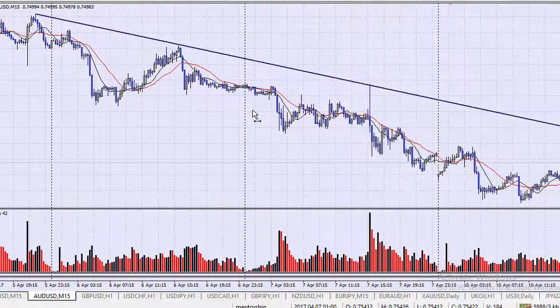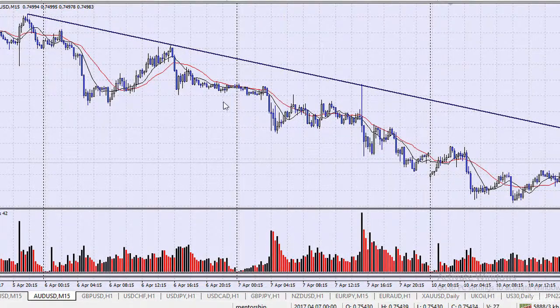Now we're going to look for where the red crosses over the black, and that is a sell signal. Now, because we're in a downtrend, we're only looking for sell signals. We're trading along with the trend. If we were in an uptrend, we would be looking for buy signals, okay? But because we're in a downtrend, we're looking for sell signals. So here, the red crosses over the black.